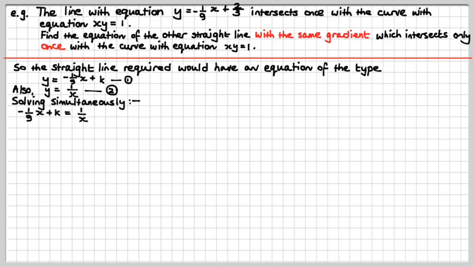Solving simultaneously, as we always do, make the y's the same. Solve it for x. Now you're going to multiply both sides by x to do this. This is why we're getting ourselves a quadratic. Quadratic is the superstar of all this stuff, isn't it? It just comes up everywhere.